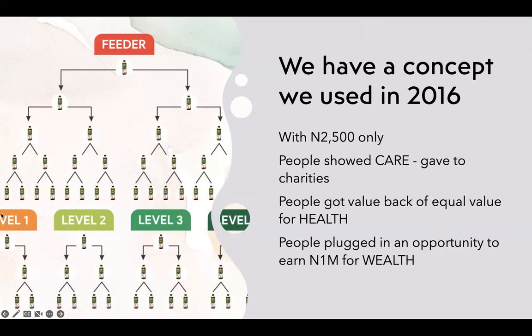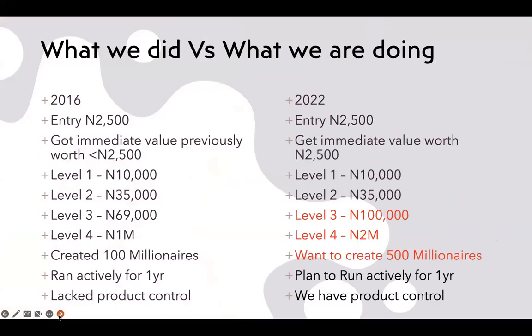We've done this before. When we did this before, we were able to create in 1 year over 100 millionaires. We're able to take over 65 people to travel with us on an all-expense paid vacation. People in their thousands earn different amounts from level 1 to level 2 to level 3 to level 4 based on their growth. We did that in 2016.